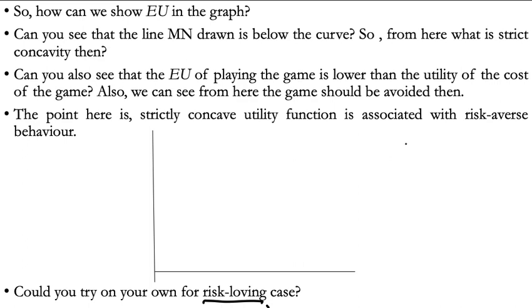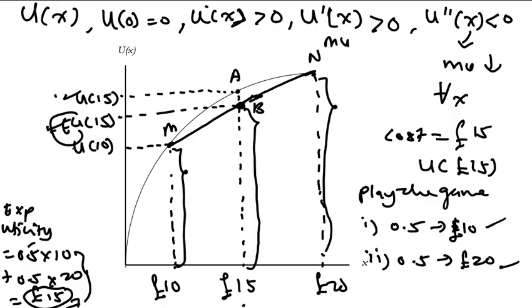So here, can you see the line MN? This one. MN is drawn below the curve. So for any concave curve, the straight line that passes through two different points will always lie below the curve, isn't it? Like I said earlier. So from here, what is strict concavity? The straight line that connects the two points along the curve must be below. Then you know it is strictly concave.